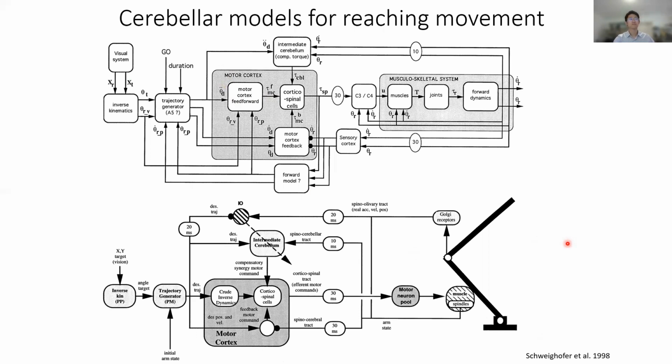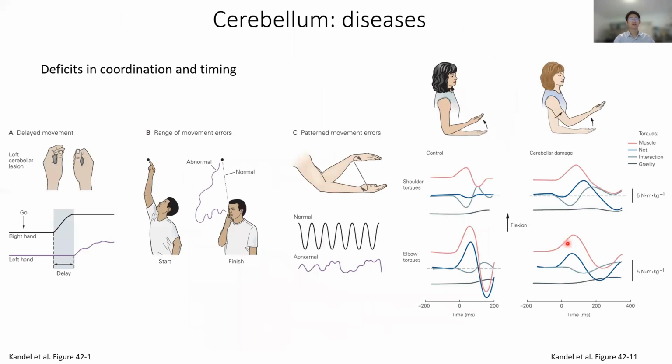So this is cerebellum. Next, another aspect is about disease. Actually, the understanding of cerebellar function has been advanced by studying patients with cerebellar diseases. So here, let's see what happens in people with deficits in cerebellar function. What we see in these patients is mainly a problem in coordination and timing.